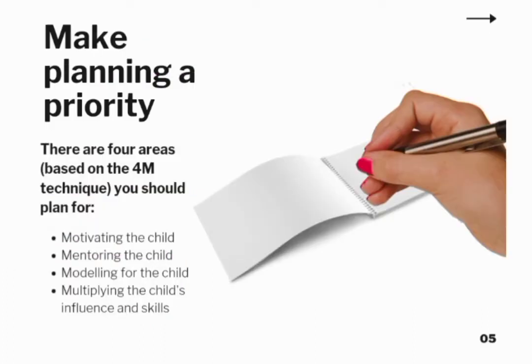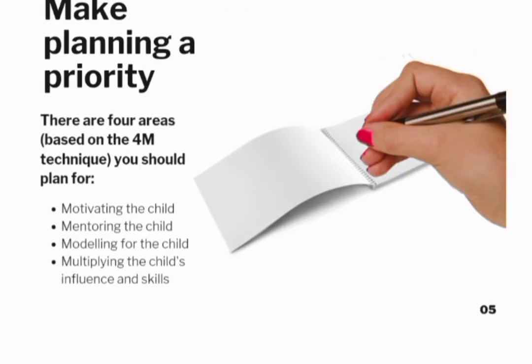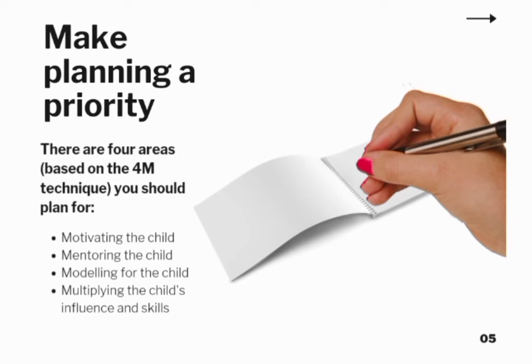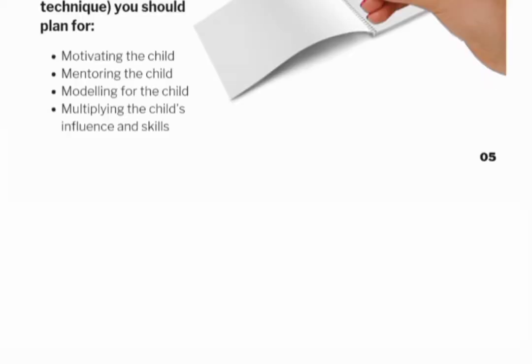Now, you should make planning a priority. Planning is essential for empowering underachieving children. There are four areas based on what is called the 4M technique that you should plan for. You should plan for how to motivate your child. You should also plan for how to mentor your child. You should plan for how to model for your child. Modeling means looking out for a model for that child.